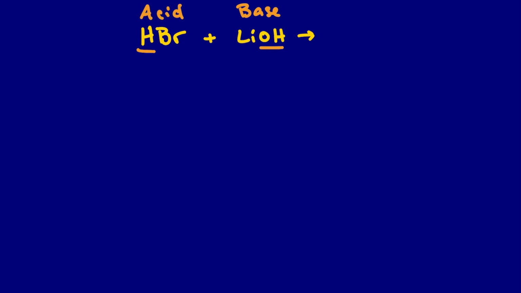And so when these react together, it's just like a double replacement reaction. They'll swap partners. So we get our salt, lithium bromide. And then we're going to get water again, where it's just H2O. So we can take a look at this for a lot of examples.